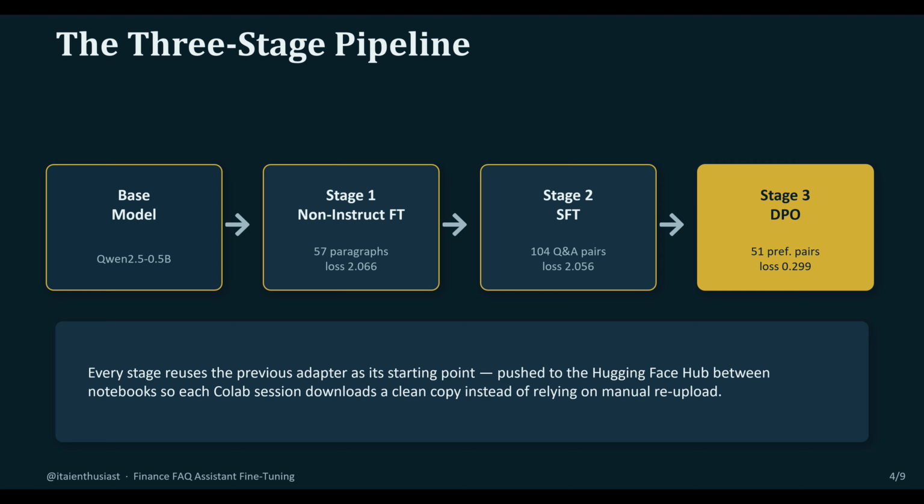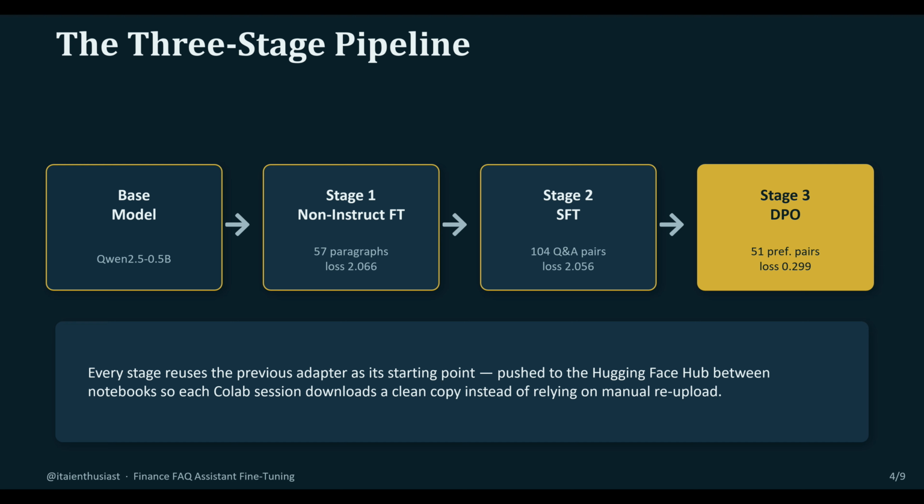Here is the full pipeline: base model, then three LoRA adapters chained one after another. Stage 1, non-instruction fine tuning on raw paragraphs. Stage 2, instruction fine tuning on Q&A pairs. Stage 3, DPO on preference pairs.